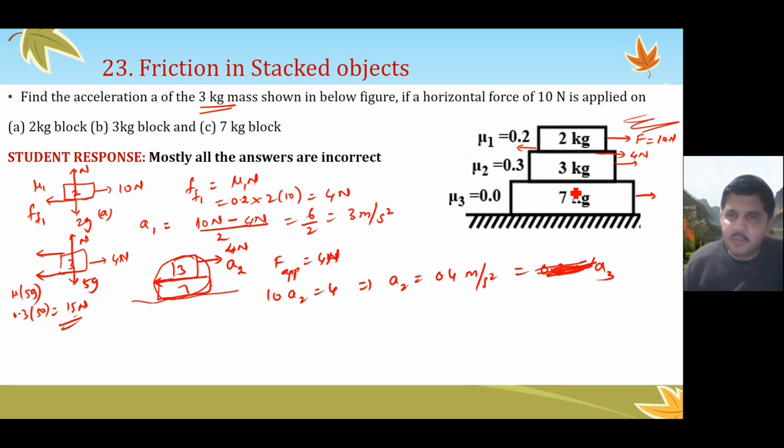Since these two are going together, the first answer here, for the horizontal force of 10 newtons applied on the 2 kg block, the acceleration of the 3 kg mass would be 0.4 meter per second square. This is the answer for the first one. So answer A here would be 0.4 meter per second square.